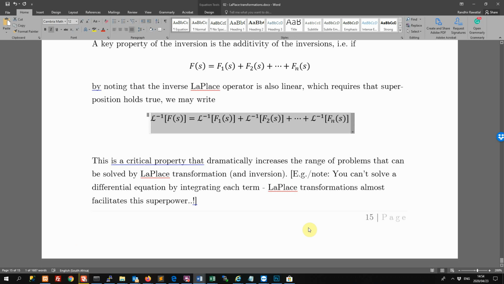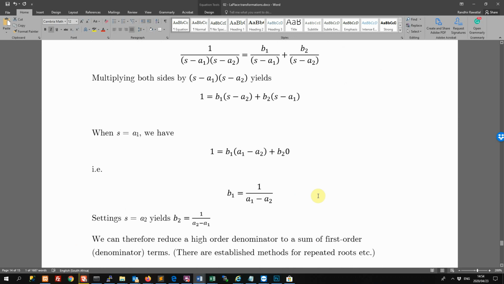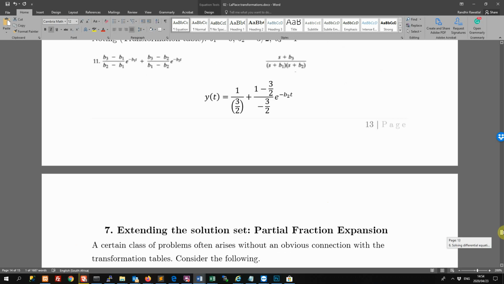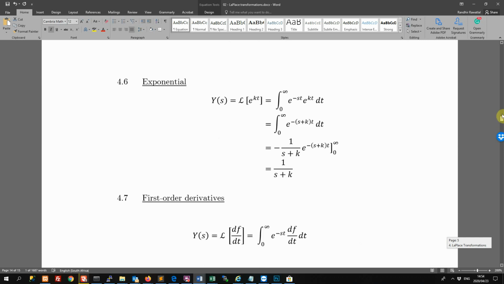Okay, so that's pretty much it. As I say, one does need to practice many problems to really feel confident in this, but these are all the basic elements that we need.